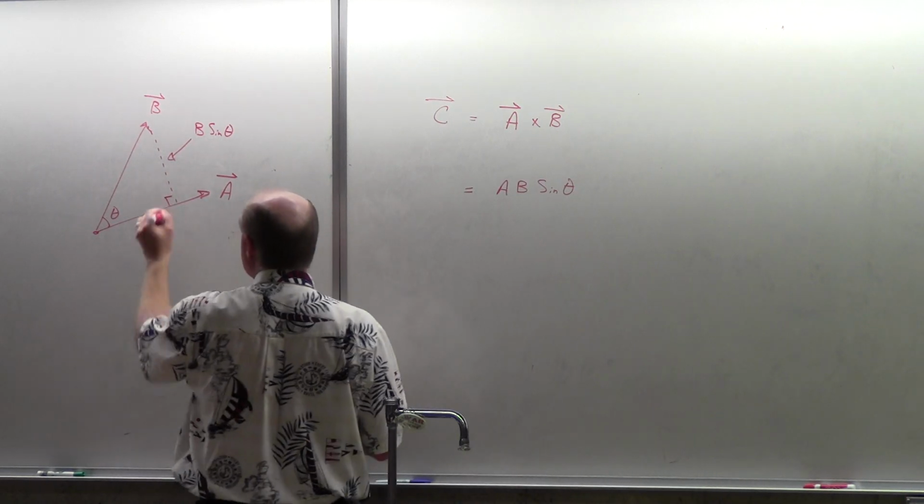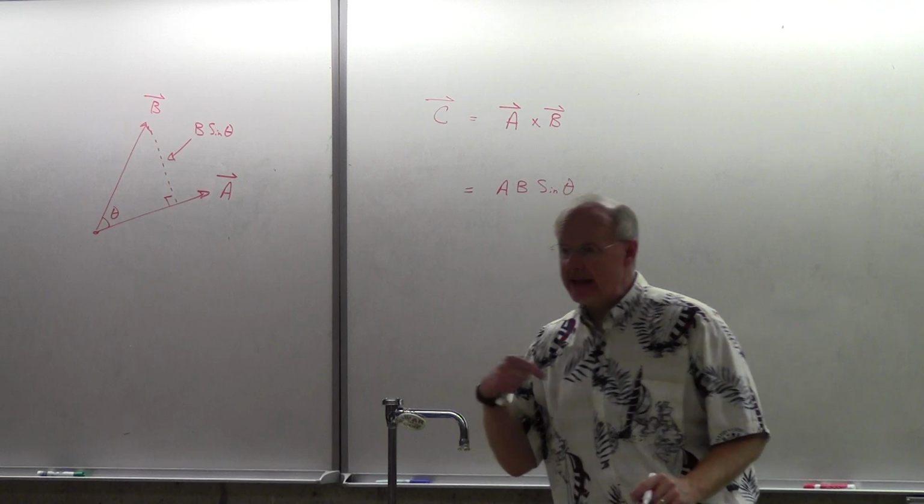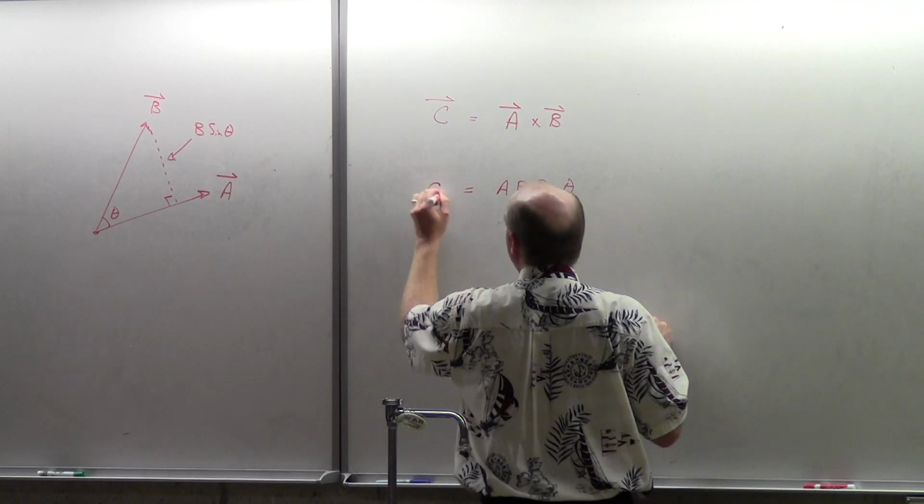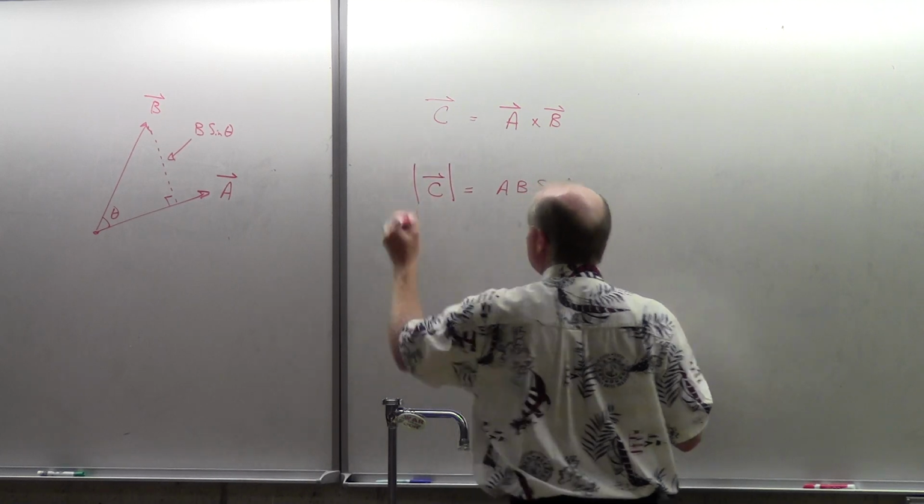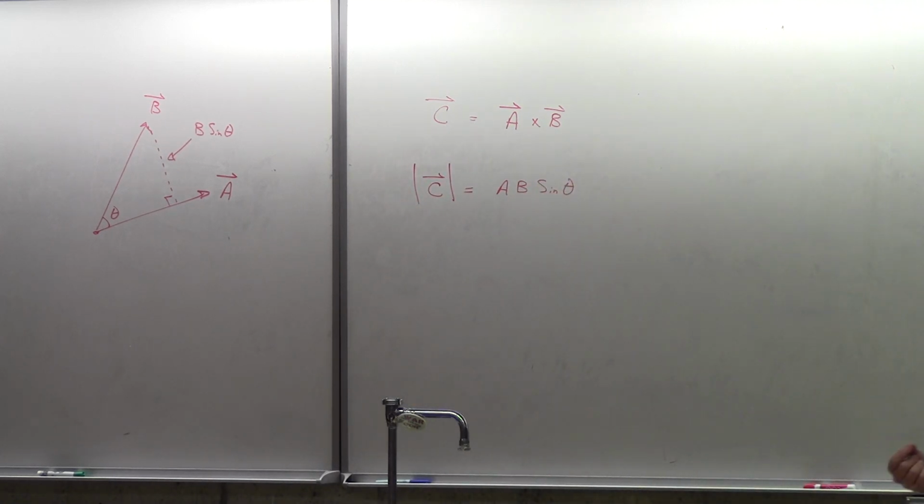And so it's really a statement of how much of B is perpendicular to A. And at this point, I would say I have only calculated the magnitude of the vector. And since it's a vector, it has two parts. It has direction as well as magnitude.